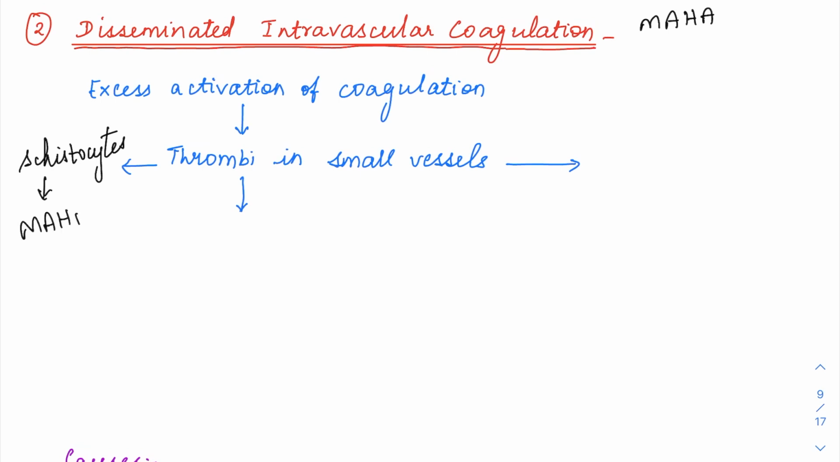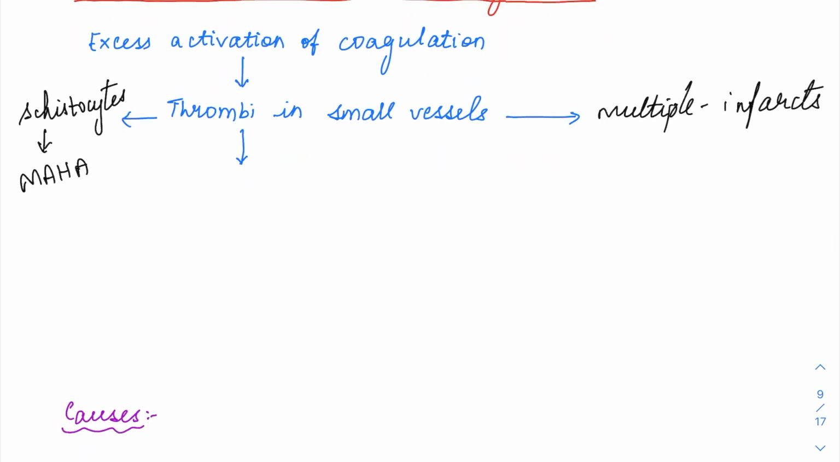Then when small vessel thrombi are present, the organ which this vessel was supplying is going to be occluded by the thrombi, right? So blood supply to the organ is going to be decreased. It is going to result in multiple infarcts. Multiple thrombi will be seen throughout the body, and multiple infarcts are going to be found in whatever organ is being supplied. So that is the second feature we see in DIC.